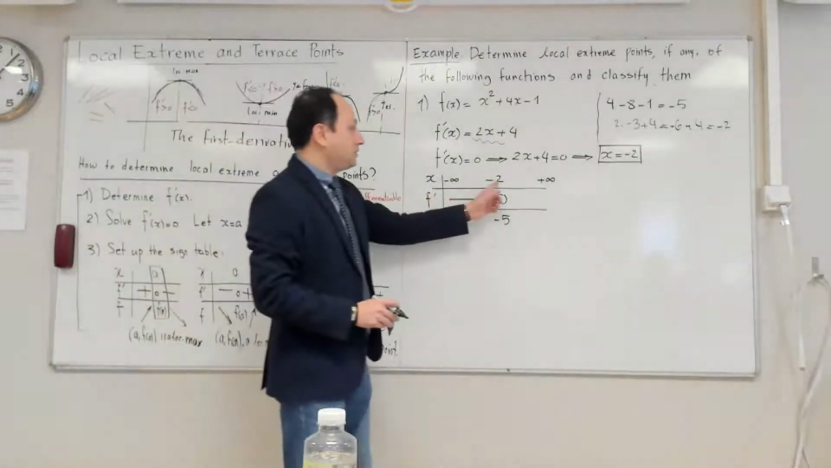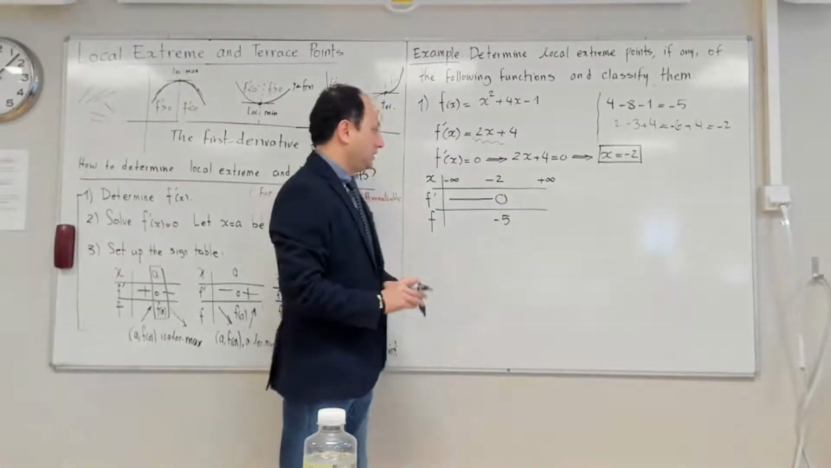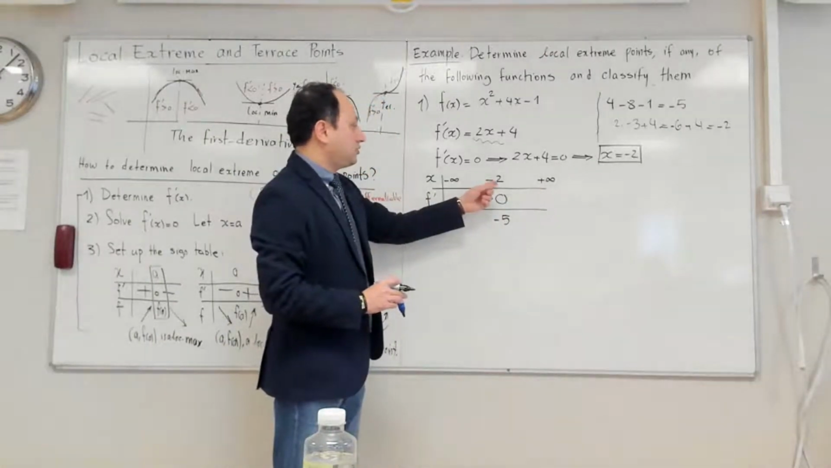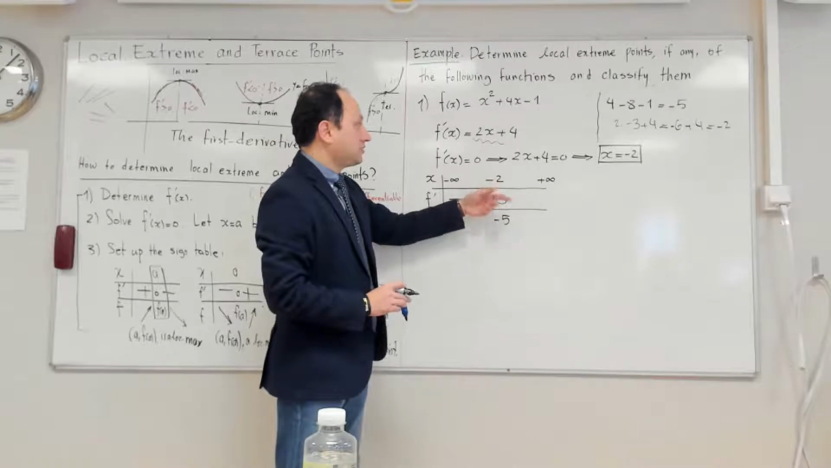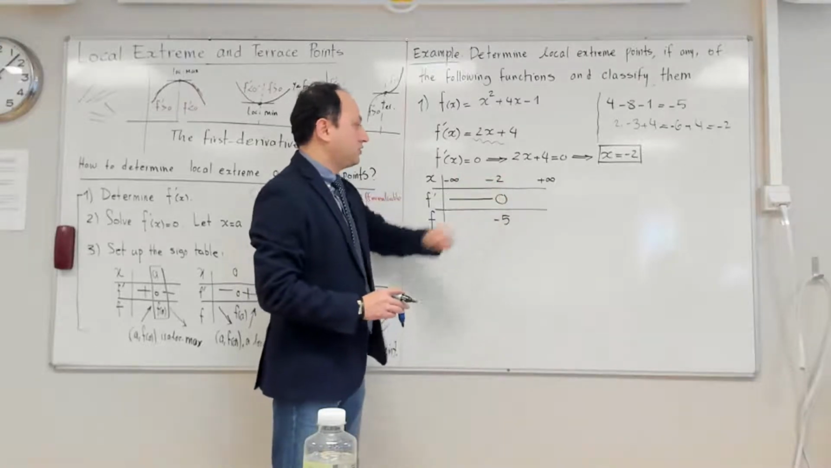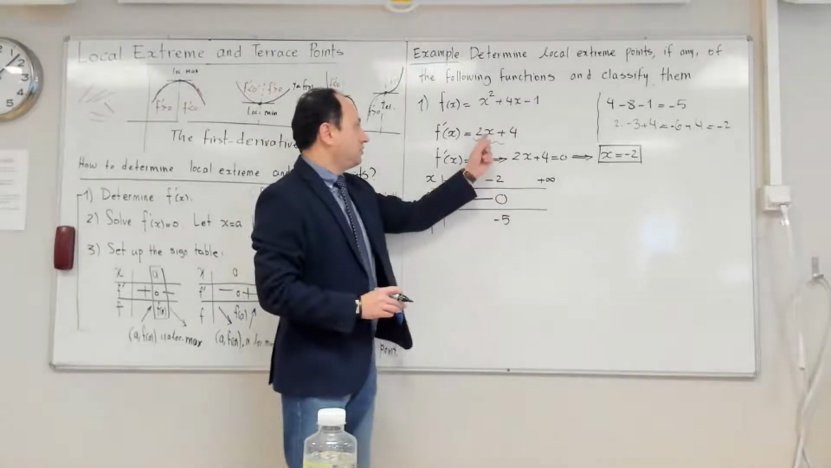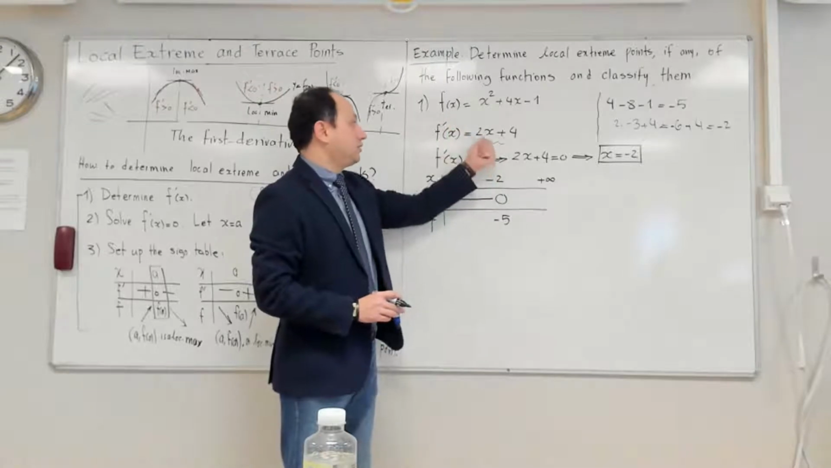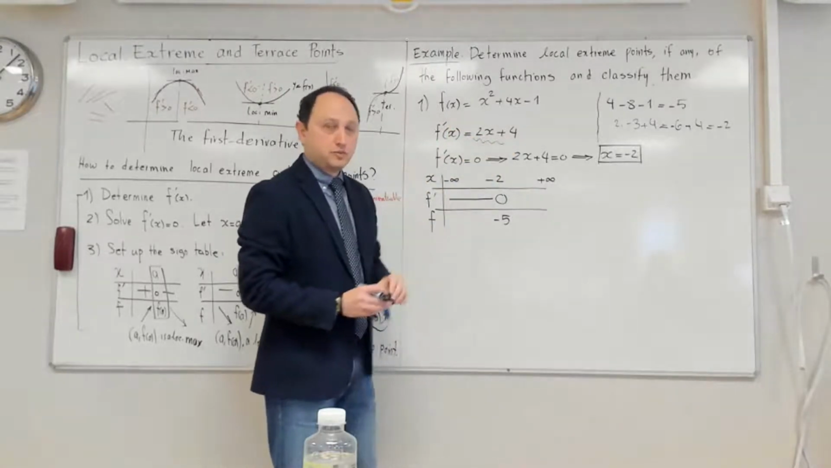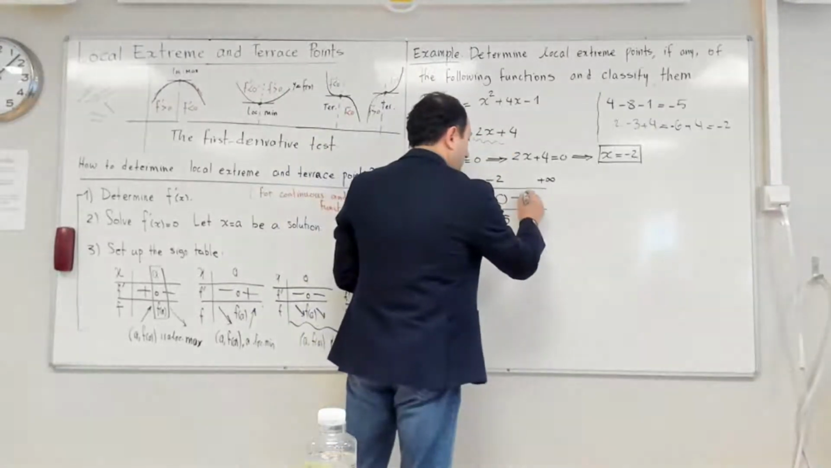And then do the same thing for this area. So what should I do? I choose a number bigger than minus 2 randomly. So probably the best choice is 0. Yes? So 0, I put it in the derivative. So what is the answer? The answer is 4. 4 is positive, and then you put positive here.